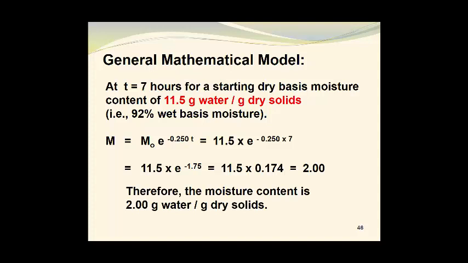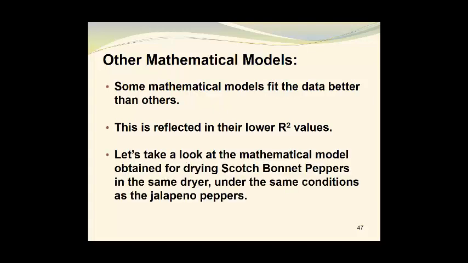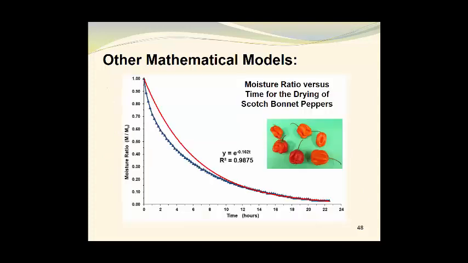Therefore, the moisture content is 2.00 grams of water per gram of dry solids under these conditions. Some mathematical models fit the data better than others. This is reflected in the R-squared values, and if the fit isn't quite as good, you will have lower R-squared values. Let's take a look at the mathematical model obtained for drying Scotch bonnet peppers in the same dryer under the same conditions as the jalapeno peppers.